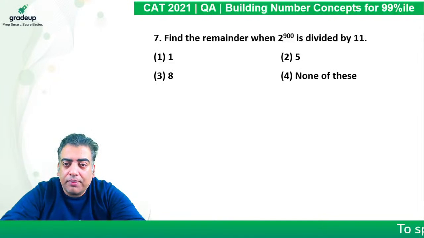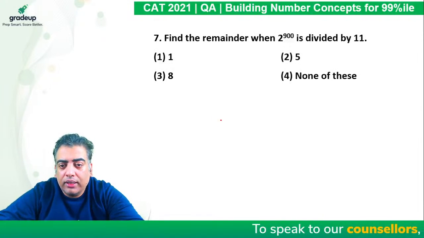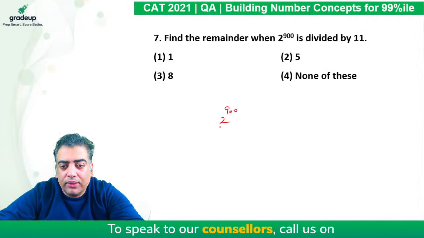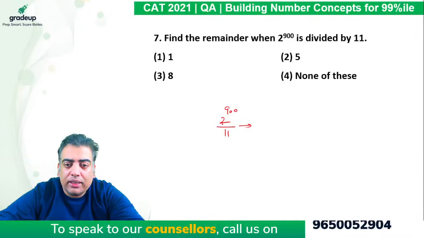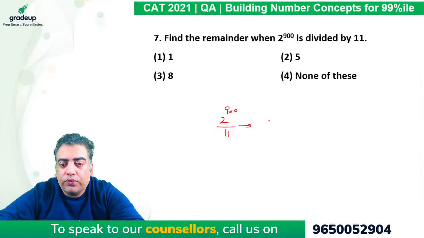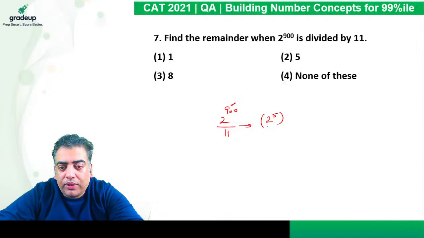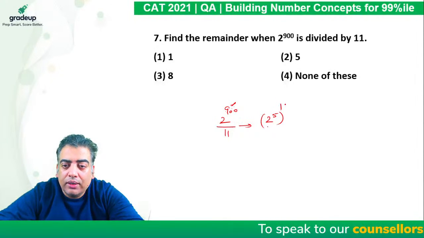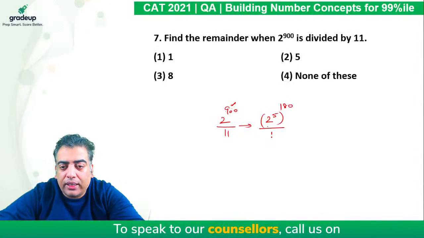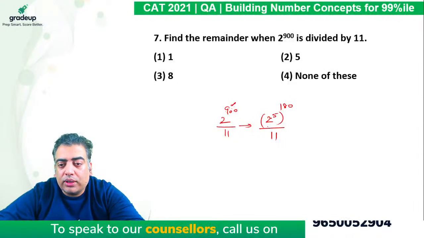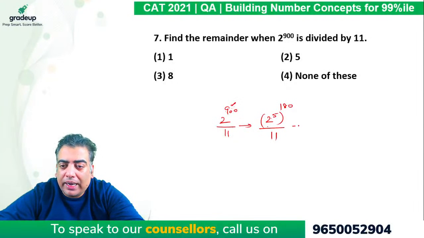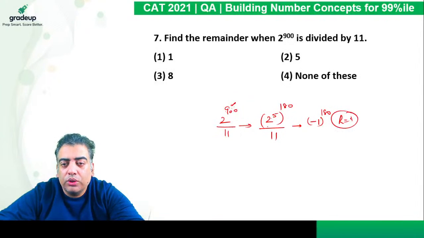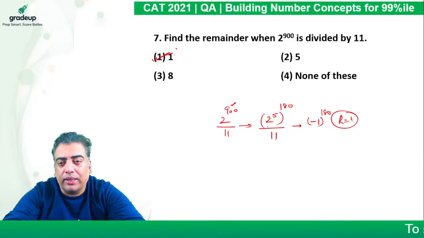Here it says find the remainder when 2 raised to power 900 is divided by 11. We just did a similar question, so we must go for 2 raised to power 5. When you go for 2 raised to power 5, the power should be divided by 4. So 5 ones are 5, the leftover is 40, 5 eights are 40. It becomes 2 raised to power 5, which is 32, divided by 11. The remainder is minus 1. Because the power is even, the answer comes out to be 1. So the correct answer option is 1.